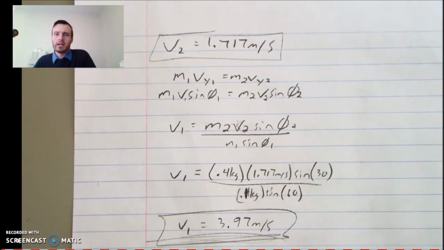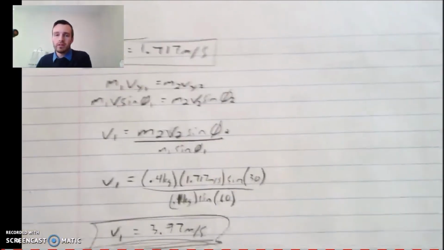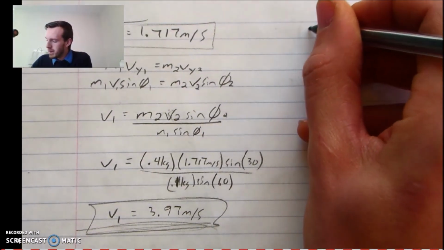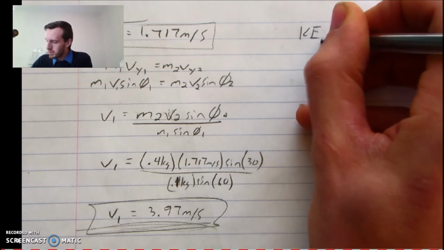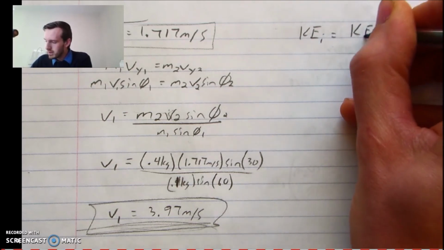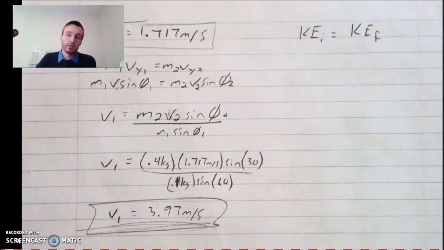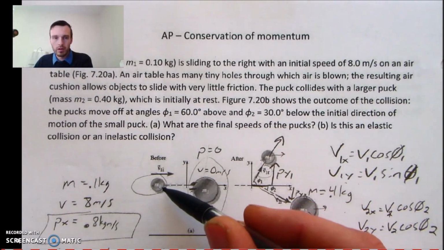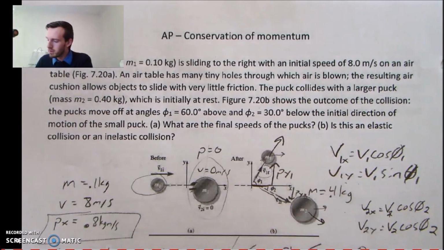Now the last part of this problem asks us, is the collision elastic? An elastic collision is defined as one where the kinetic energy before the collision, kinetic energy initial, equals the kinetic energy final. If the kinetic energy before equals the total kinetic energy after. Now before the collision happened, if we refer back to our problem, the only thing with kinetic energy was this puck, right? Because it's the only one moving.